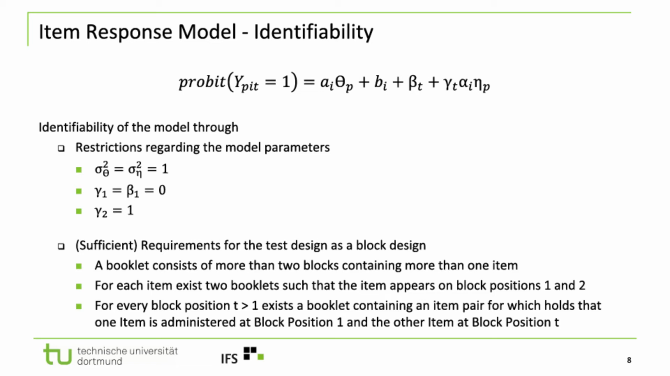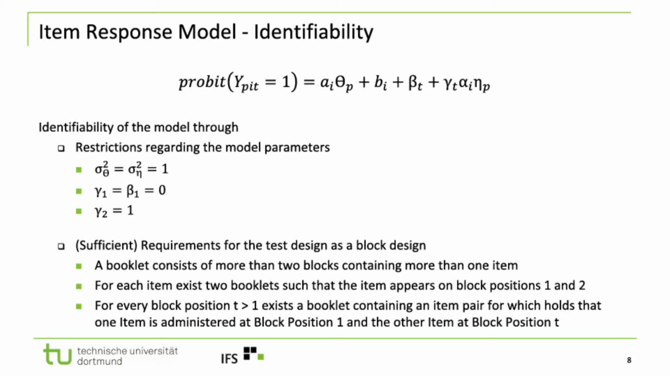In addition to these restrictions on parameterization, we will still have to make a few demands on the properties of the data. We do this by requiring certain properties of the booklet design. First, we require that a test booklet has to be composed of more than 2 blocks and that one block contain more than one item. This is basically to ensure that non-restricted block-specific parameters can be modeled meaningfully at all.